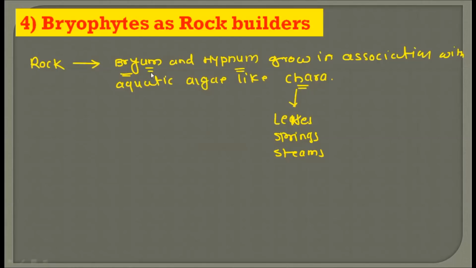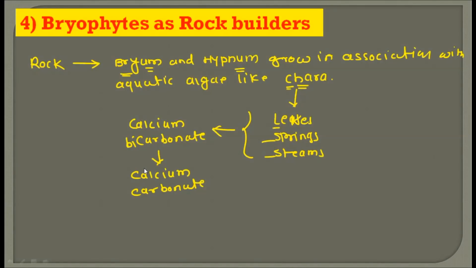That is, the combination of some bryophytic species plus some algal species like Chara grows in lakes, springs, and streams, which contain a large amount of calcium bicarbonate. These plants convert this calcium bicarbonate into calcium carbonate. Now, upon exposure, this calcium carbonate gets hardened. All right, and this hardened calcium carbonate later converts into rock.